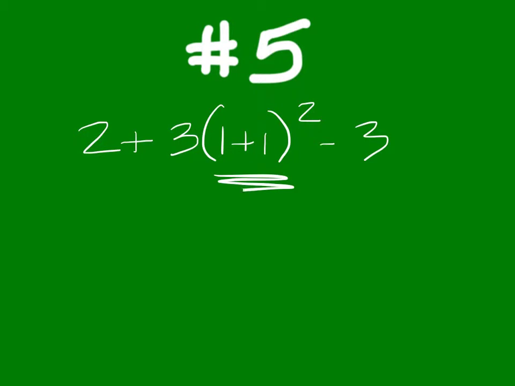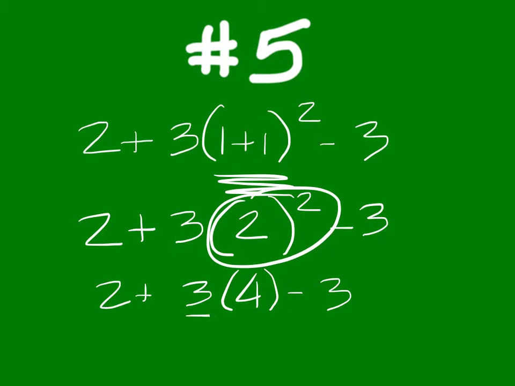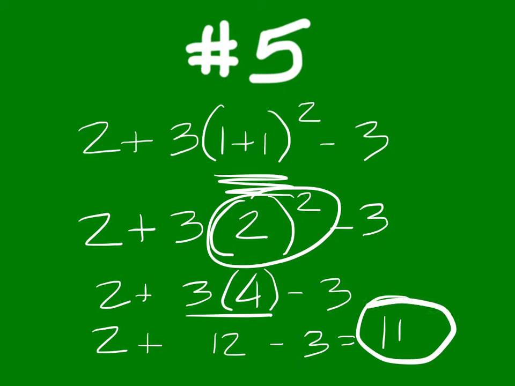You have to do 1 plus 1 to get 2. And keep the 2 where it's at. Then you have to do 2 squared. That's 4. And then 3 times 4 is 12. Then you do 2 plus 12 is 14 minus 3 is 11.